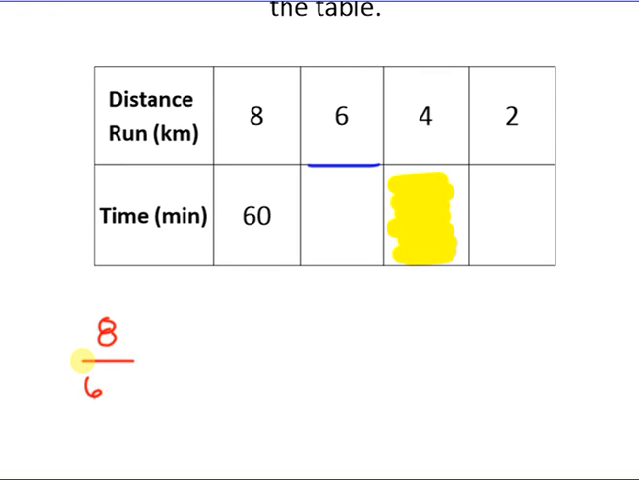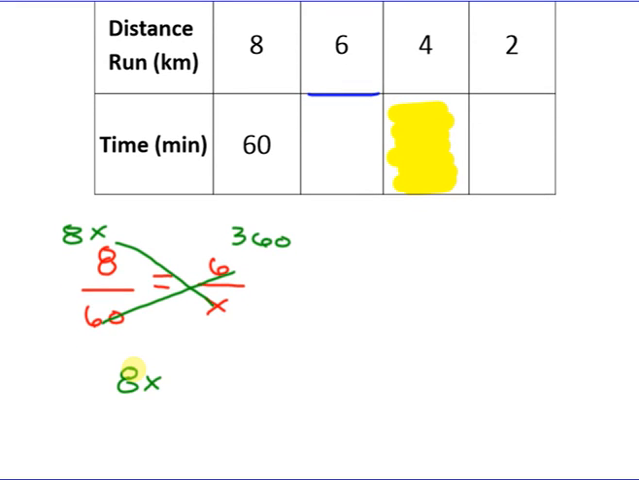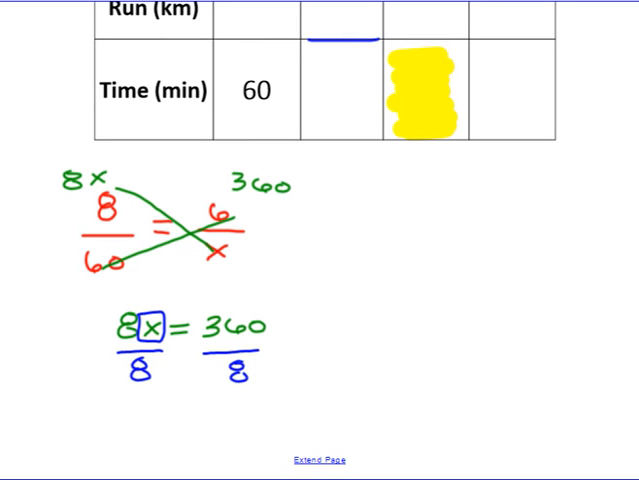8 over 60 equals 6 over x. I am so sorry. So this is 360 equals 8x. I knew that looked weird. 8x equals 360. Box the variable. Divide by 8. Divide by 8. So let's try that all again. X equals 45. That is a lot better.